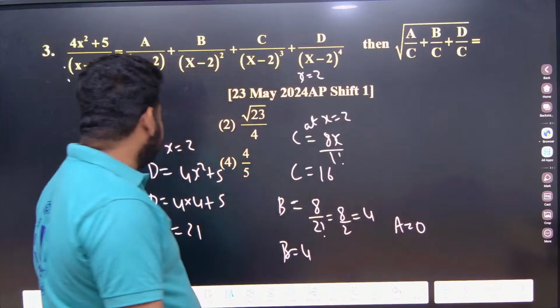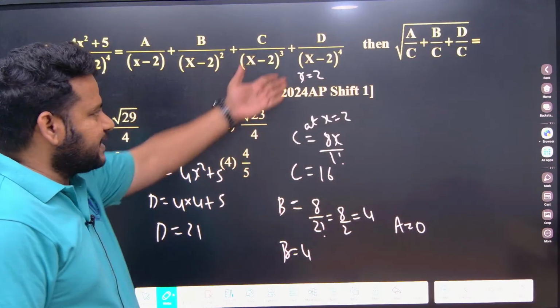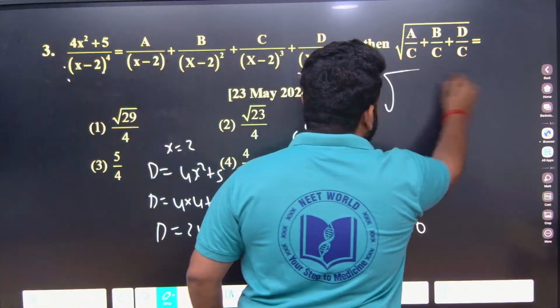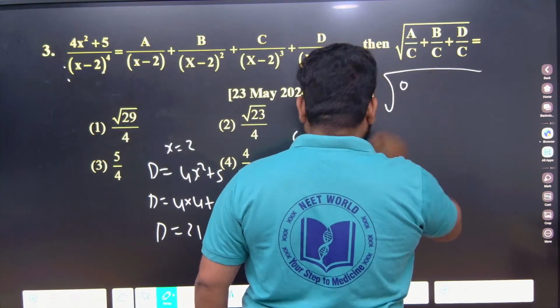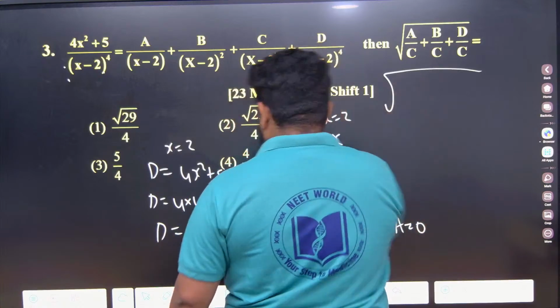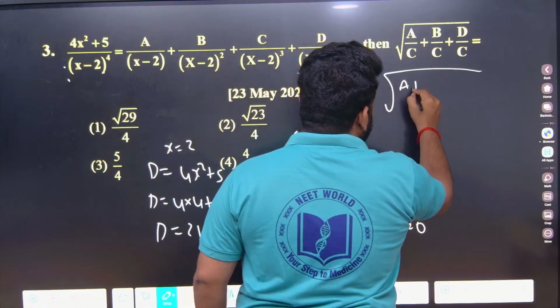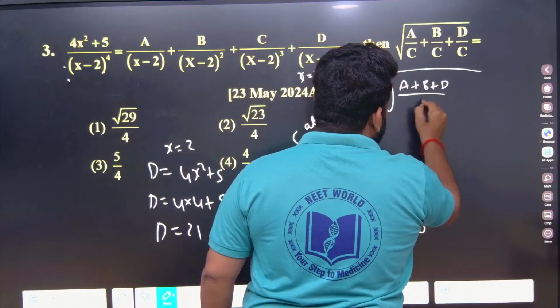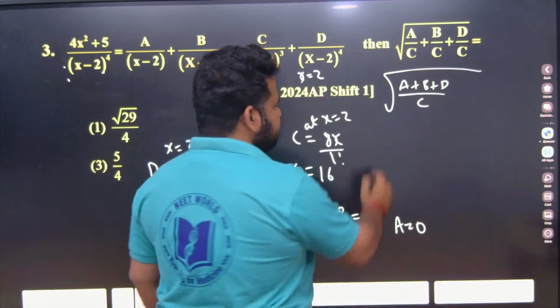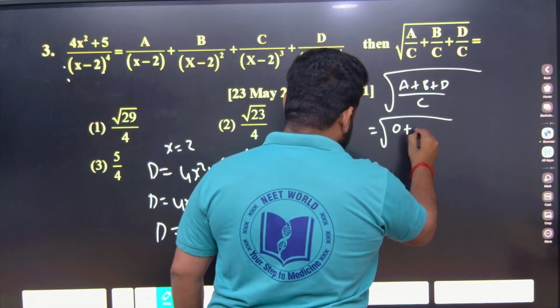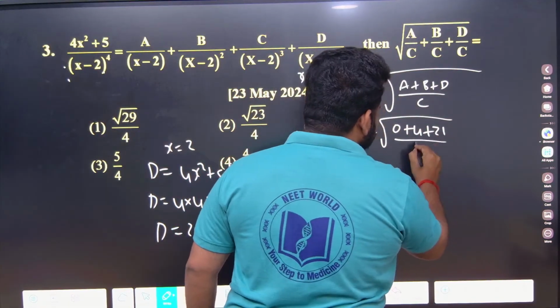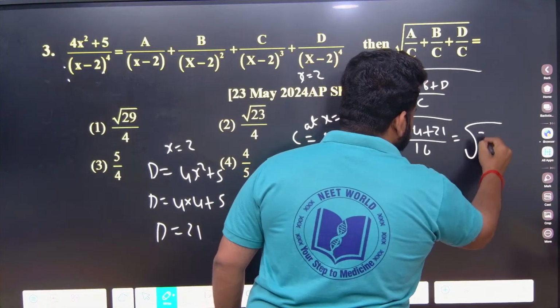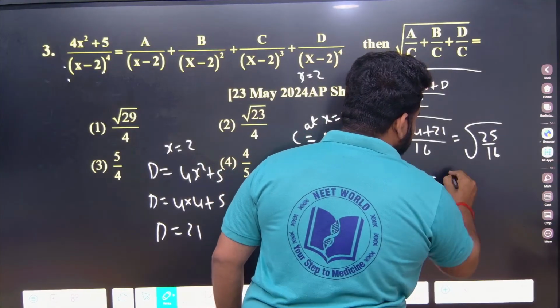So I got the a value, b value, c value and d value. So definitely I can put the values here. I can write it as a plus b plus d by c, because the denominator is the same. This is nothing but 0 plus the b value 4, and the d value 21, and the c value 16. So simply put, this will be square root of 25 by 16, that is nothing but 5 by 4.